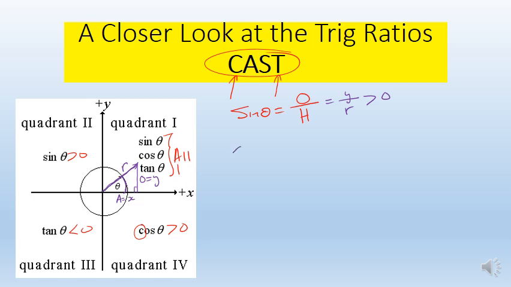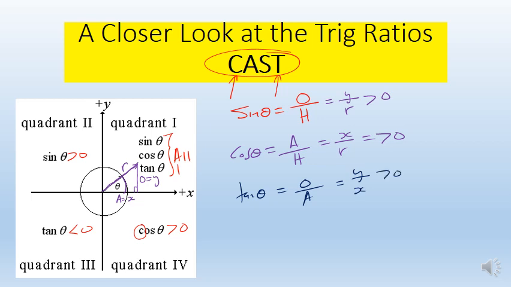Let's look at cos theta. Cos theta is adjacent over hypotenuse. Adjacent side is x, which is a positive number in this sense here. The hypotenuse is positive, hence cos theta is positive. What about tan theta? Tan theta is opposite over adjacent. The opposite side is y, which is a positive number. The adjacent side is x, which is also positive, hence tan theta is positive. So there we've seen this quite easily, that all ratios in the first quadrant are positive.